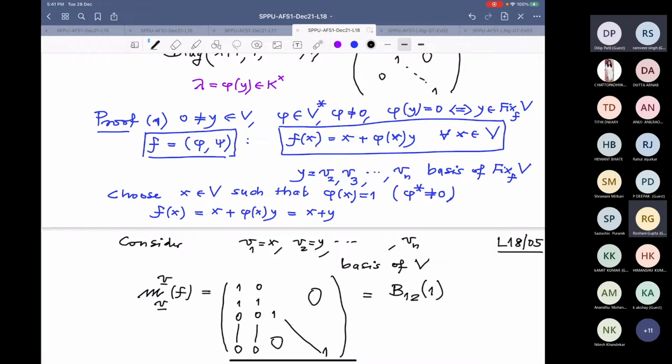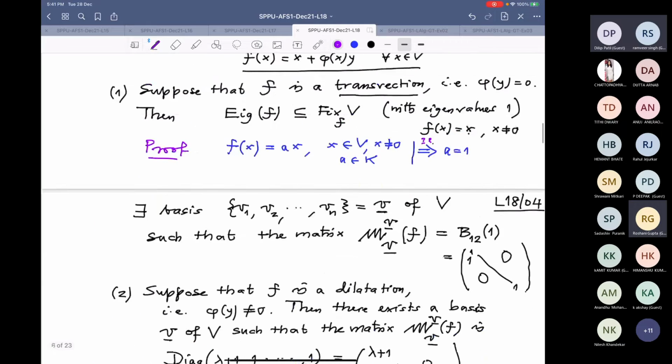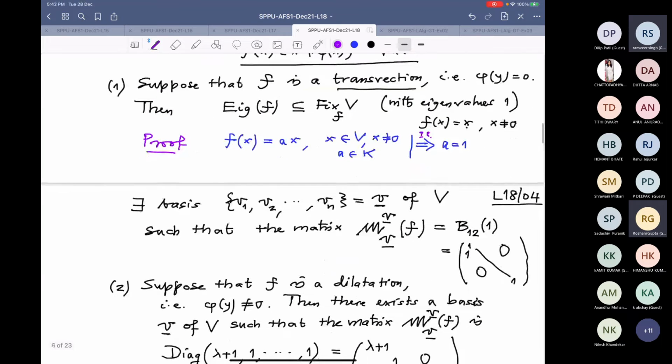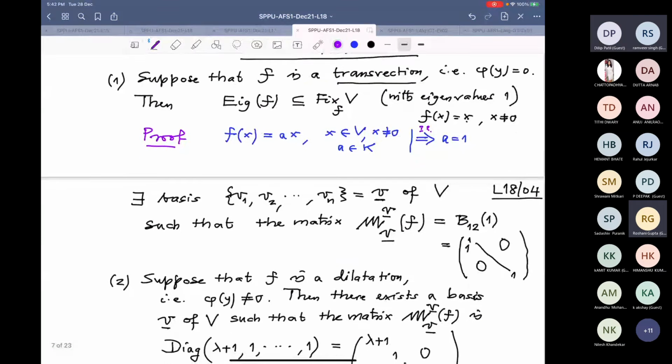See, this entry is non-zero. This is the 1, 2 entry. 1, 2 or 2, 1. Is it correct? Sir, it should be 2, 1. 2, 1, sorry. Here also in the statement it should be 2, 1. This is 2, 1.